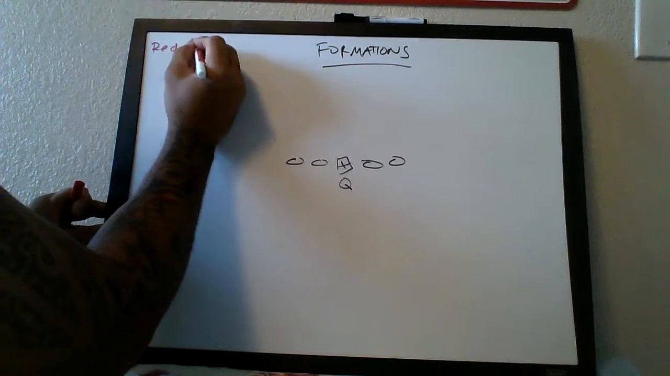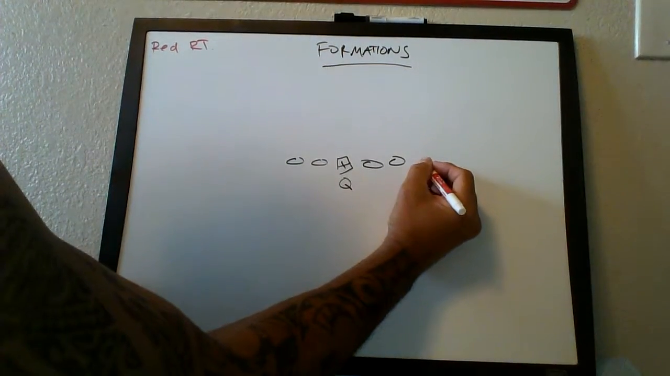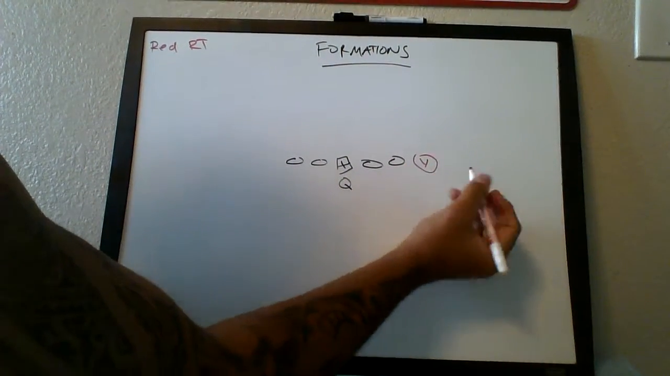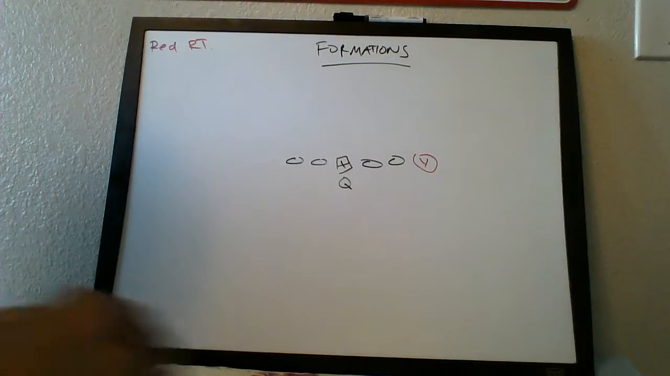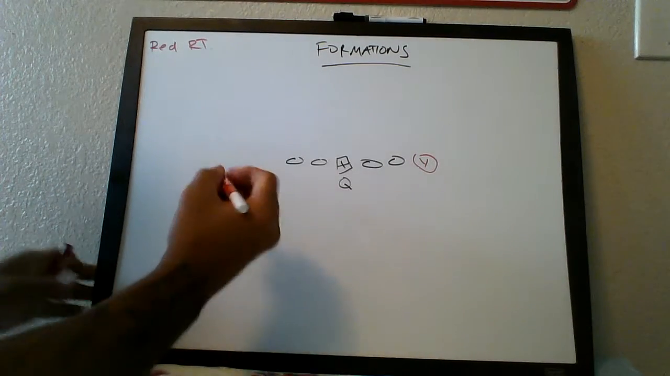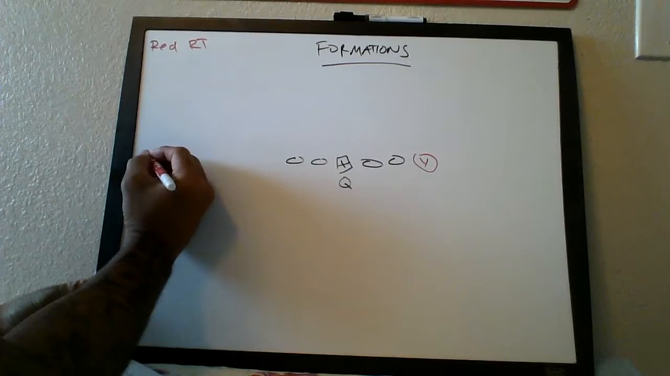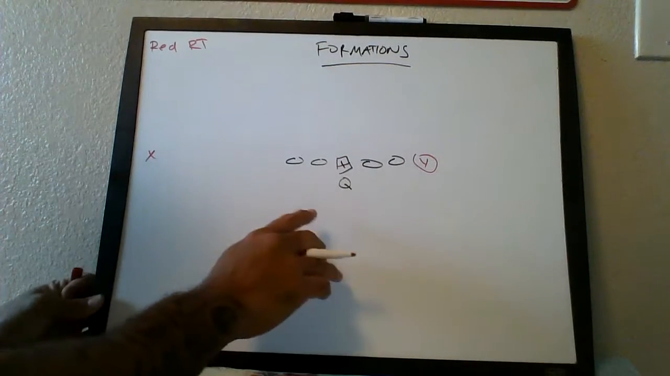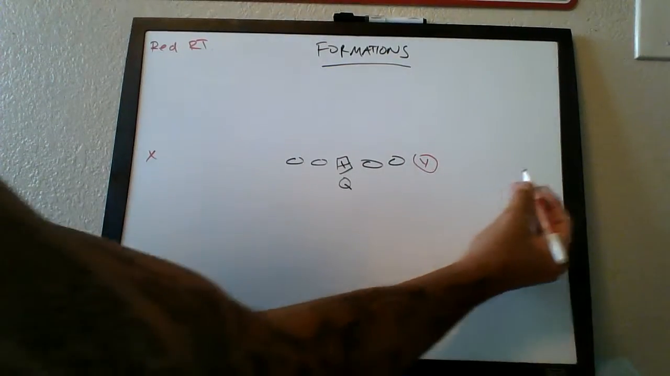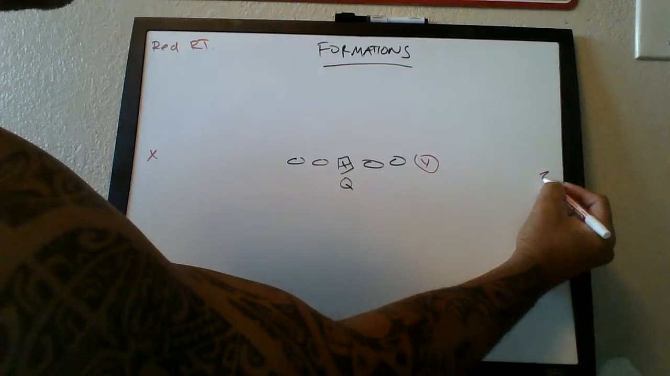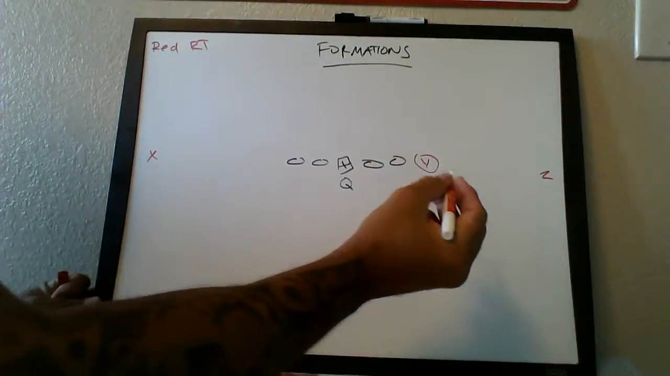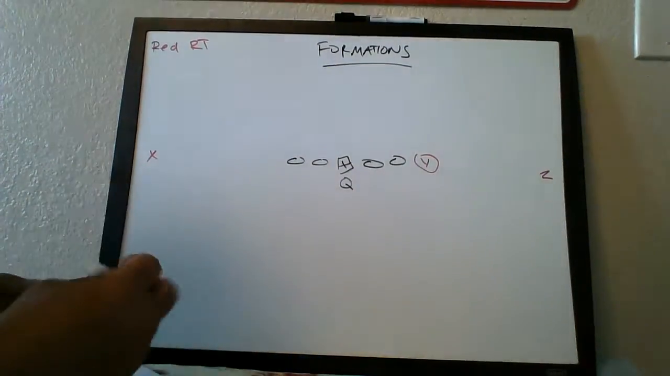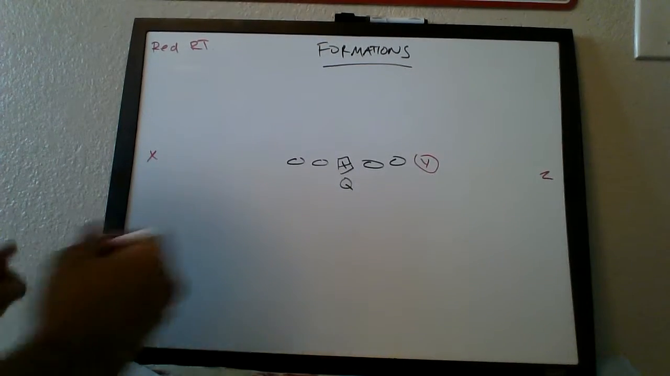So we're going to start with our base formation, which is a red. We're going to go red right. So again, tight end is a Y. You always go to the right, lined up on the line of scrimmage. Our X will always go opposite to the play call. And our Z will always go to the play side unless we make another formation, which I'll do in a little bit.